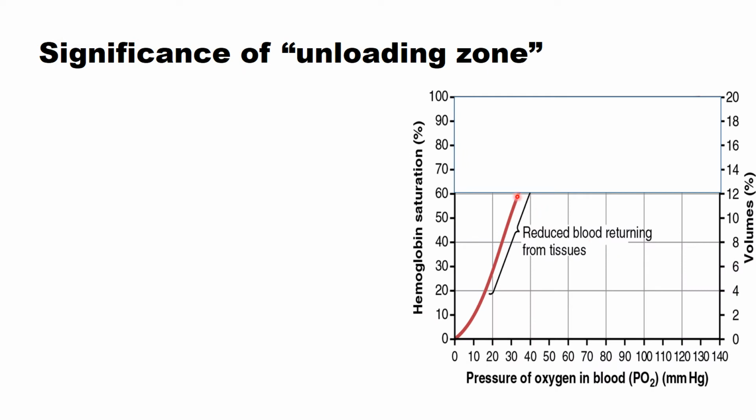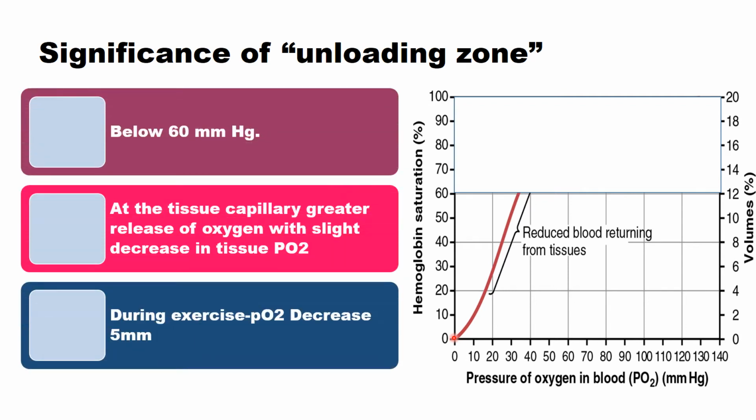Now, talking about the significance of the unloading zone, we know that this zone refers to the steep portion of the curve that is below partial pressure of 60 millimeters of mercury. This is a steep part which refers to the oxygen delivery to the tissues. Normally, in resting condition, 5 ml of oxygen is extracted by the tissues. So whenever there is an increased demand of oxygen, for example during exercise, it may be 20 times the normal, the oxygen is delivered in a greater quantity and is available to the tissues even with the slight fall of the tissue partial pressure.